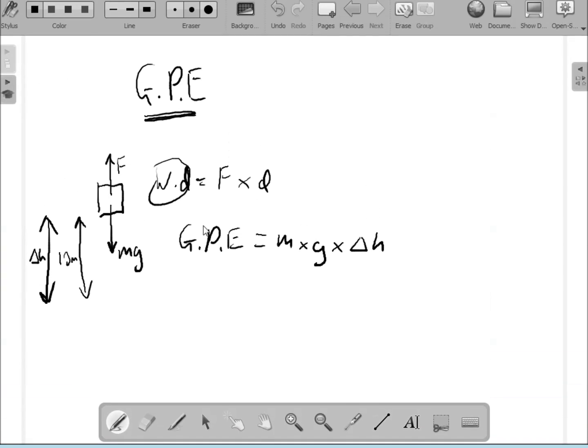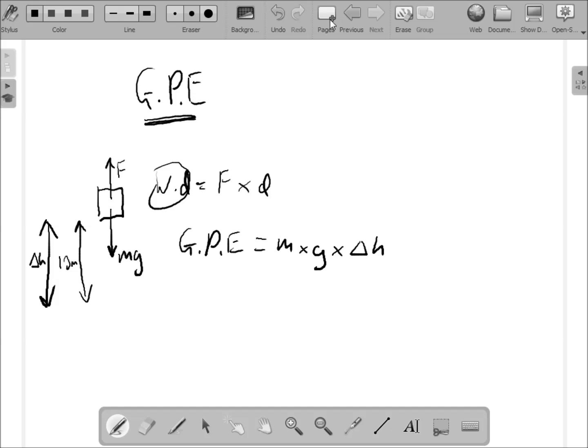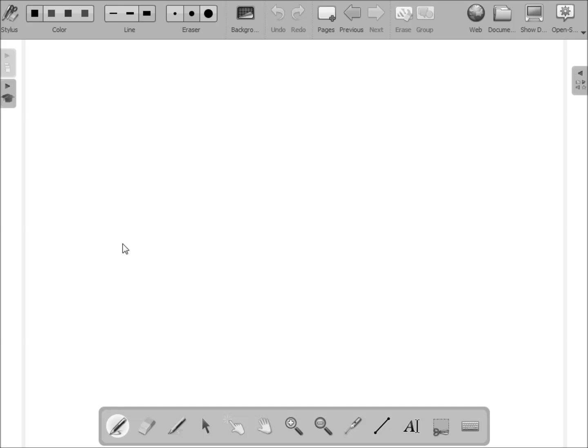So let's illustrate an example of this then, and we're going to take a new page for that, and we're going to talk again about the inclined plane. We're going up a hill, but this time we're doing it in reverse. We're going from here all the way up to the top.